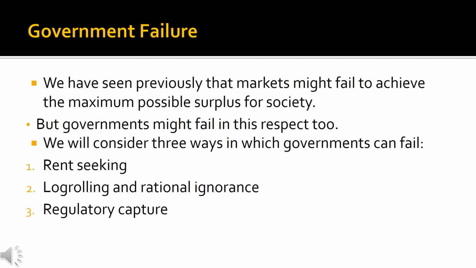There are three main ways in which government can fail, and this is taken straight from the textbook. The first is rent seeking. The second is log rolling and rational ignorance. And the third is regulatory capture, and we'll look at each of these in turn.